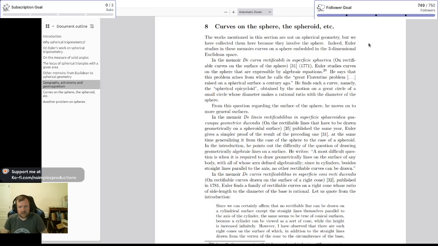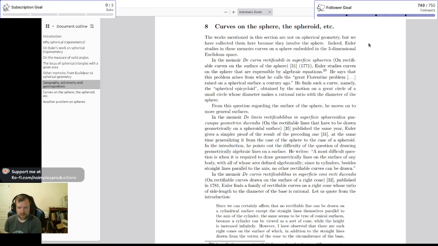In the memoir De lineis rectificabilibus in superficie sphaeroidica quacunque geometrice descriptis, on rectifiable lines that have been drawn geometrically on a spheroidal surface, published the same year, Euler gives a simpler proof of the result of the preceding one, at the same time generalizing it from the case of the sphere to the case of the spheroid.